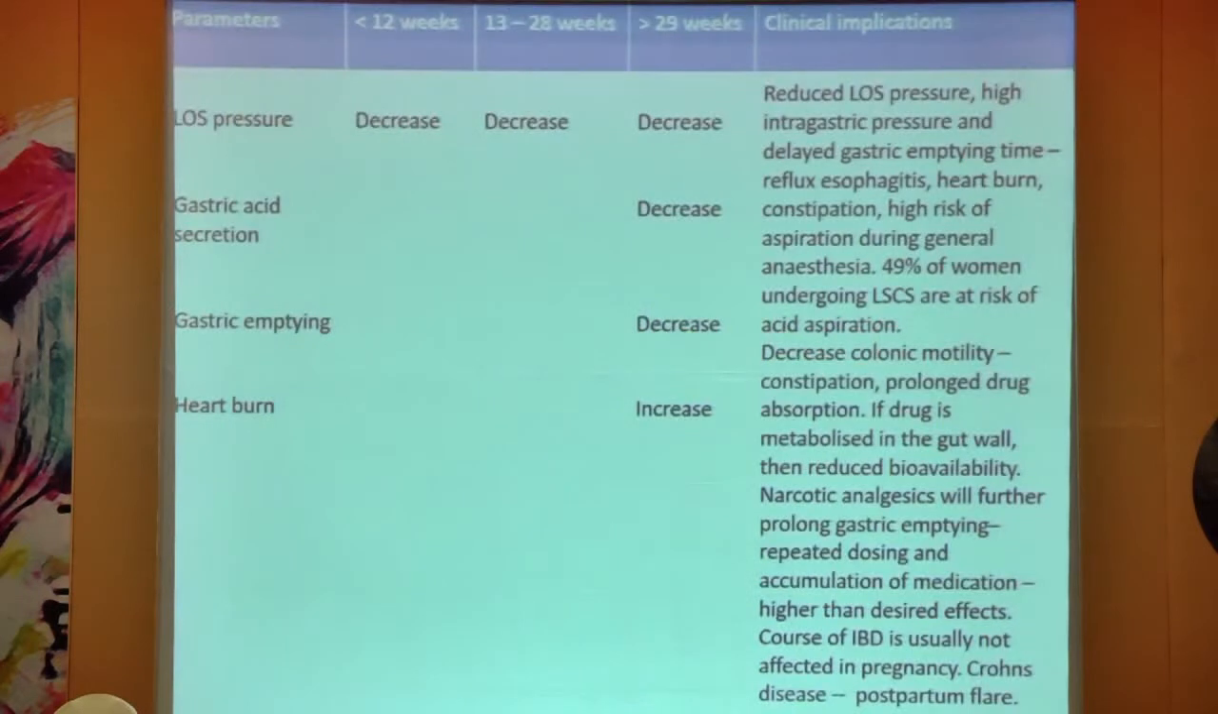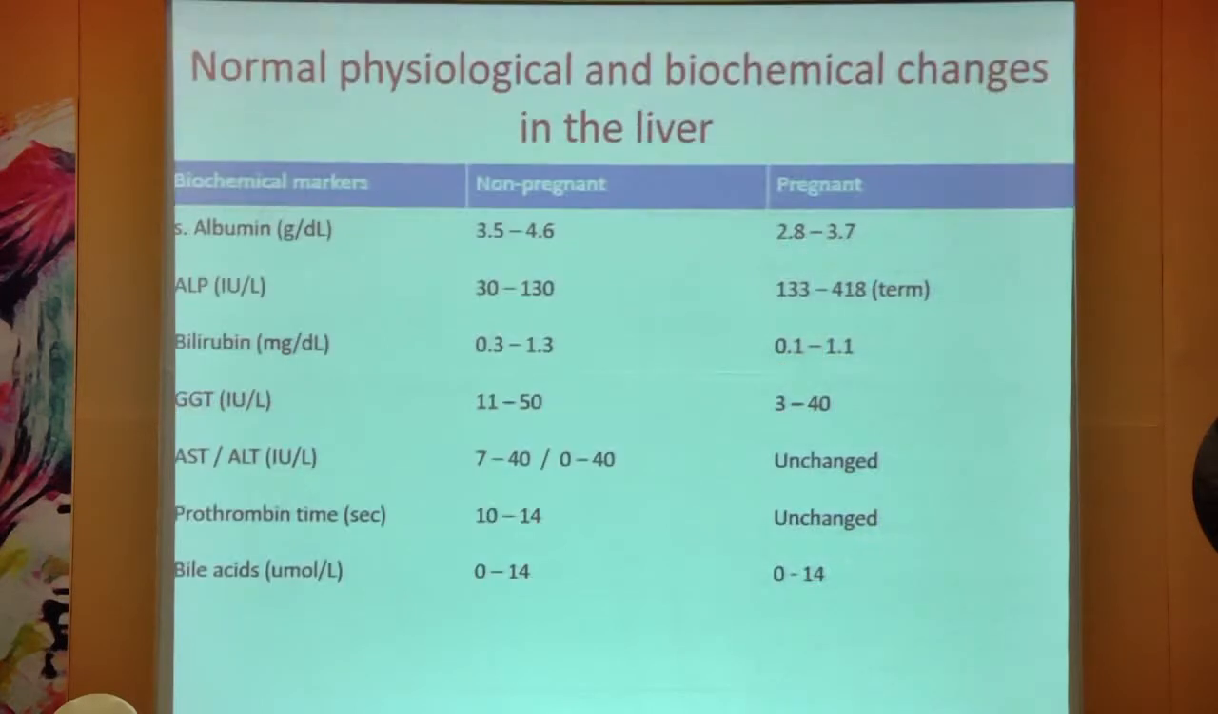Coming to the gastrointestinal system, there is reduced lower esophageal sphincter pressure, high intragastric pressure, delayed gastric emptying, reflux esophagitis, heartburn, constipation because of reduced motility of the gut, and high risk of aspiration. 49% of the women undergoing LSCS are at increased risk of aspiration. Decreased colonic motility will alter the antibiotic absorption and delay the gastric emptying. Accumulation of higher doses can occur.